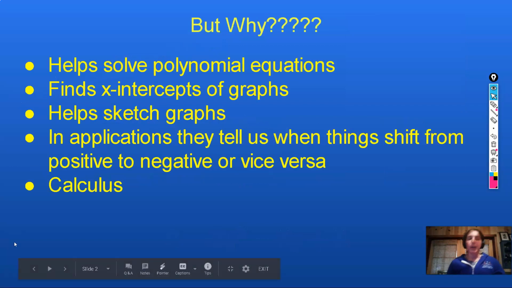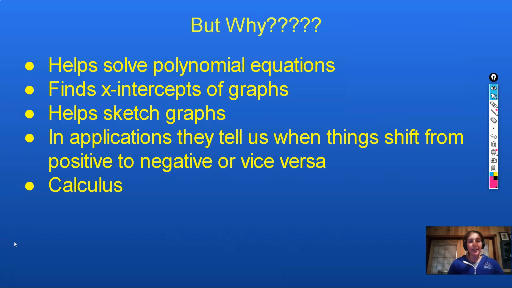So why do we want to do this? Why do we care? Finding the zeros is going to help us solve polynomial equations, which is going to come in handy when we get to applications, right? When we do an application, we lift it into an equation, and then we have to solve it. Well, finding zeros is basically how we solve these higher order polynomial equations, so it's going to help with that.